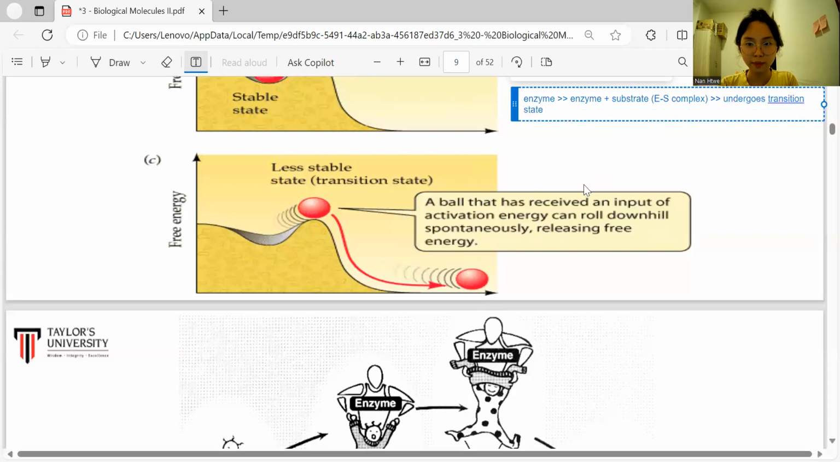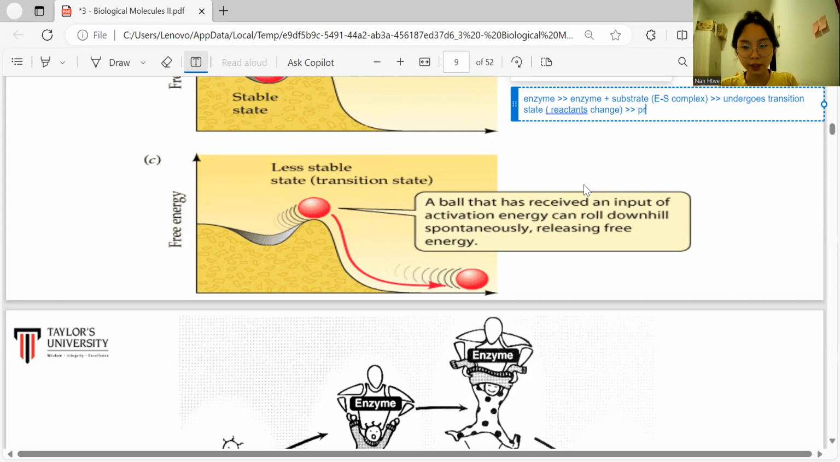So what happens during the transition state? The reactants change. The enzyme doesn't change. The bonds in the reactants are either formed or broken. Bond formation is called synthesis, and bond breaking is called degradation. So during the transition state, the bonds in the reactants will be either broken or degraded, or you can also say they are either formed or synthesized.